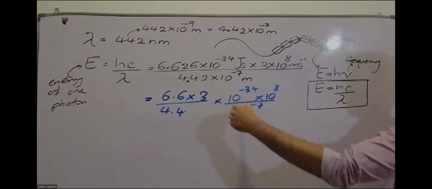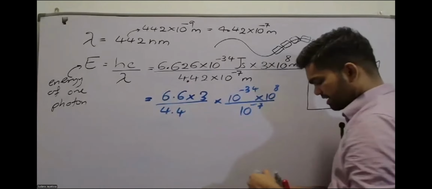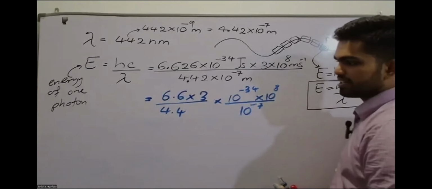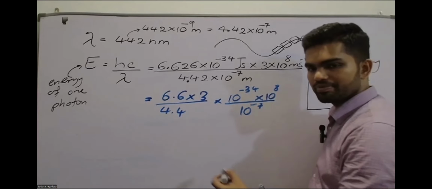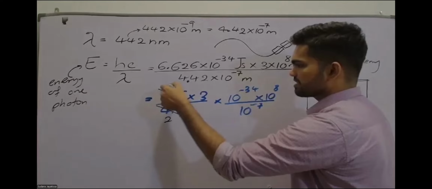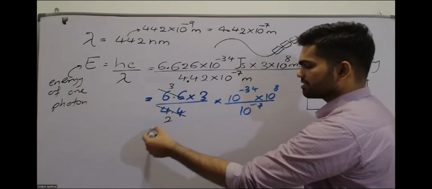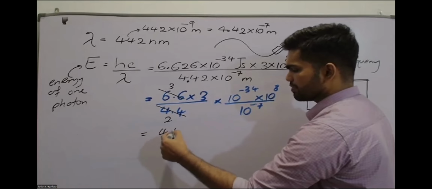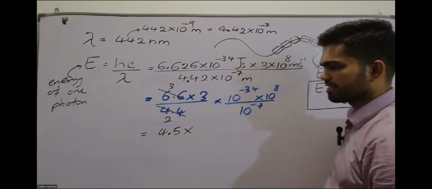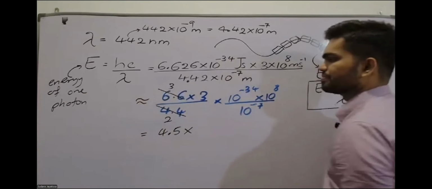Okay, you can simplify these things freely and then this. Now you can see here it is divisible by 2.2, isn't it? So 4.4 is 2 times 2.2 and 6.6 is 3 times 2.2. So 3 into 3, 9, 9 divided by 2, it is 4.5 approximately. Okay, so here we did some rounding off.